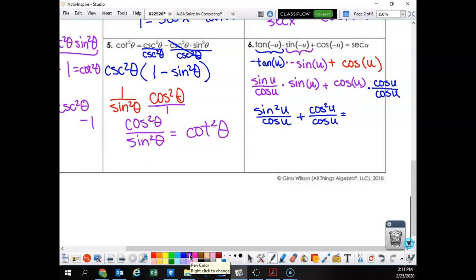What's sine squared plus cosine squared? 1, so this is going to be 1 over cosine u. And 1 over cosine u is equal to what? Secant u. Does that make sense? All right, let's go to the back.